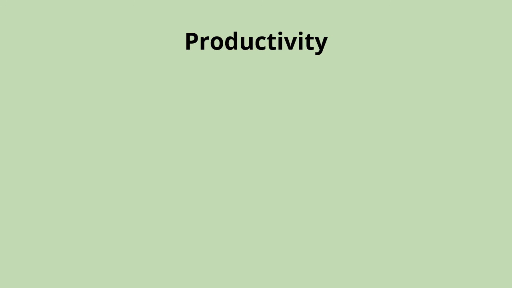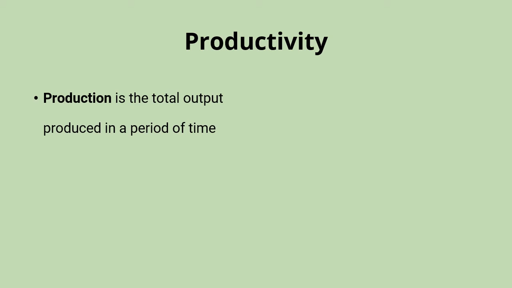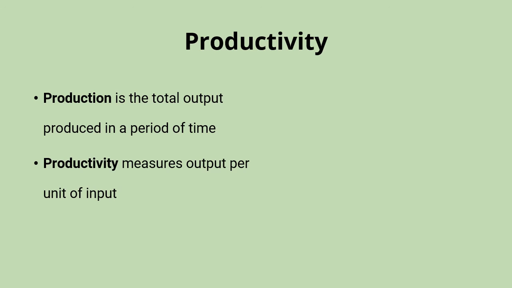Now, there's a really important distinction to be made in business between production and productivity. Production is quite simply the total output produced by a business in a given period of time, whereas productivity is a measure of the output per unit of input. That would be calculated by the total output produced, the production, divided by the number of resources, the inputs, being used in order to produce that output.